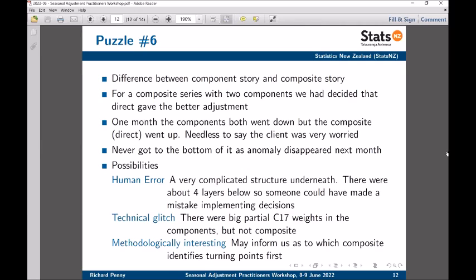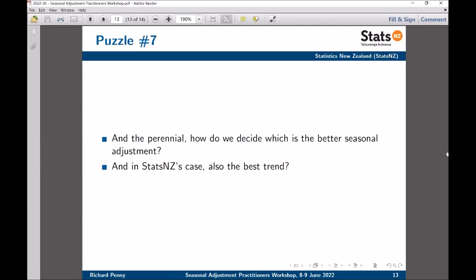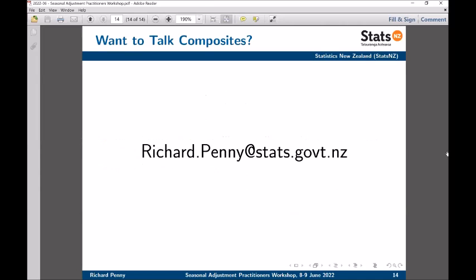There are some possibilities: human error, technical glitch, or it could be methodologically interesting, which is always lots of fun. And the perennial question is, how do we decide which is the best seasonal adjustment? And also in Stats New Zealand's case, what is the best trend? You can go through and say, oh, neither has residual seasonality. But in terms of the best explanation, that's me.